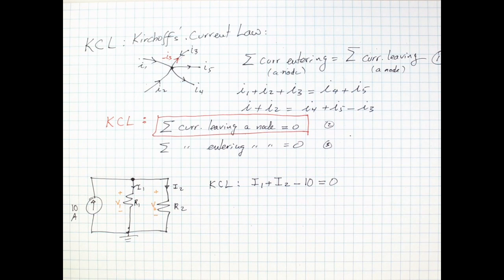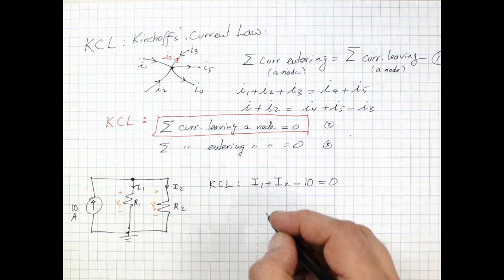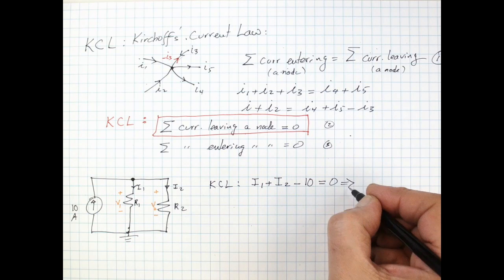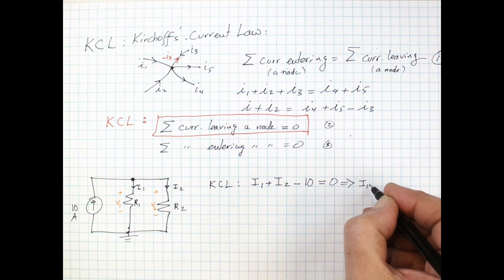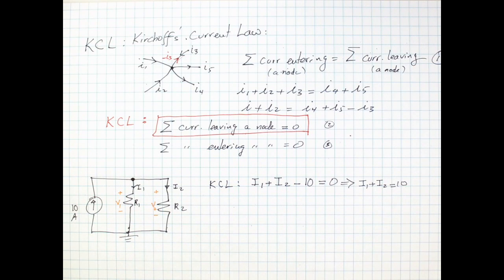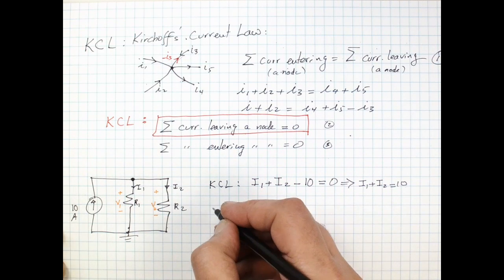So that's the statement of KCL. That's our first equation that we can write. Notice that if I take 10 to the other side of the equation, this tells me that I1 plus I2 is equal to 10, which makes sense. It basically says that this 10 amps is going to divide into I1 and I2. Now let's use Ohm's law.